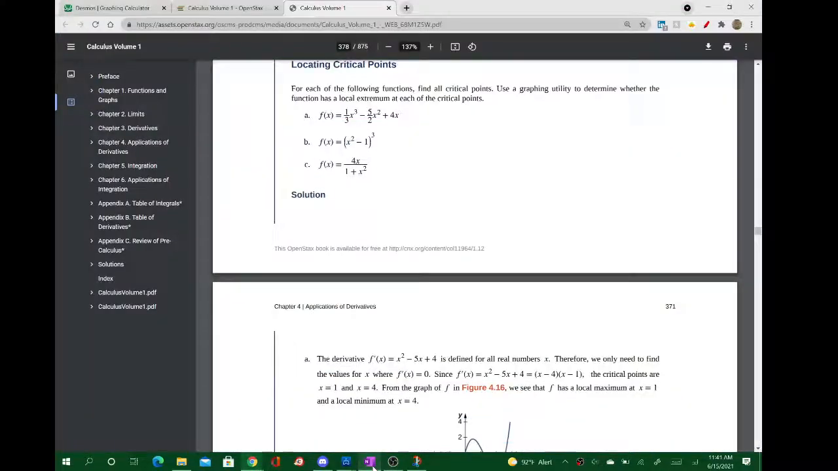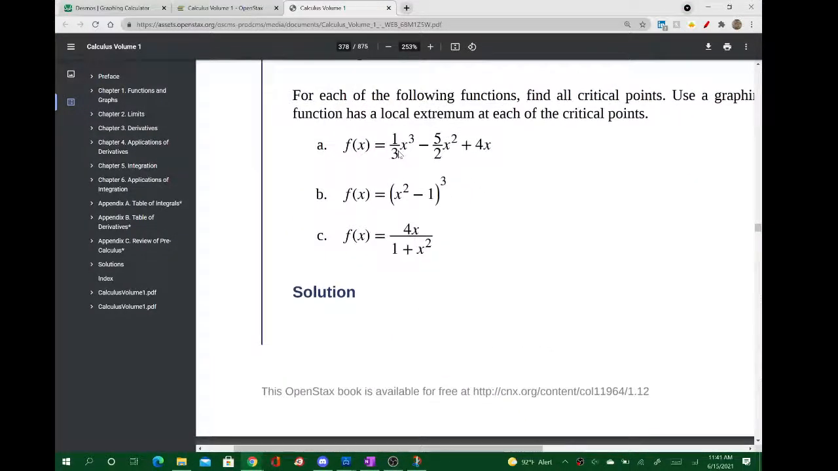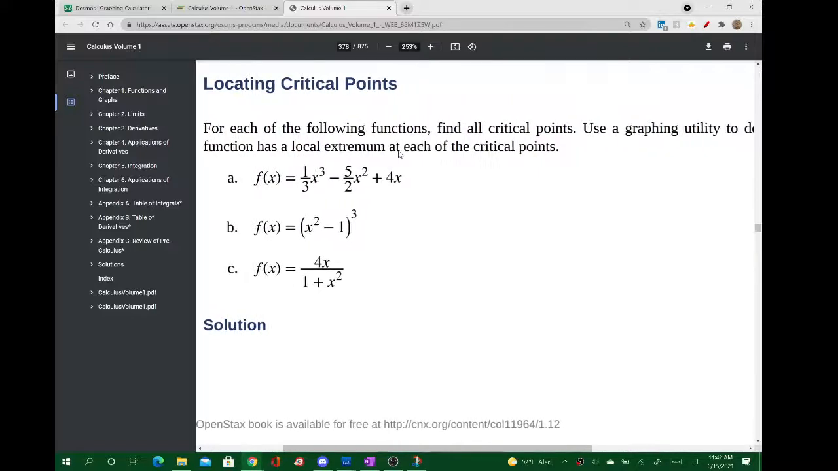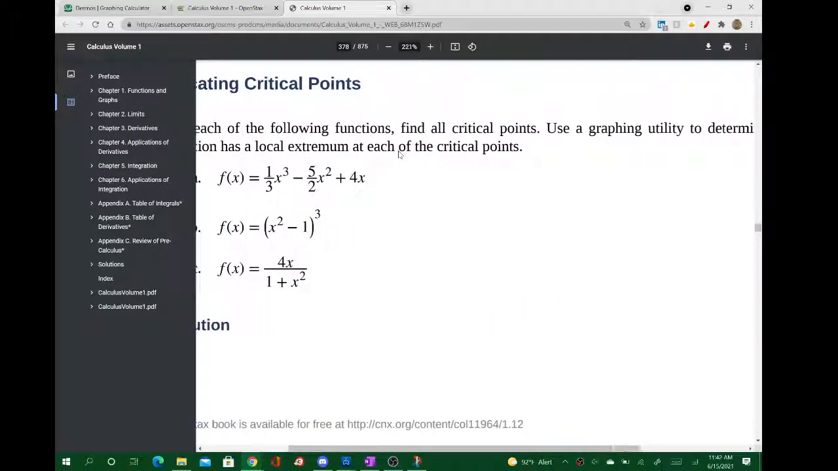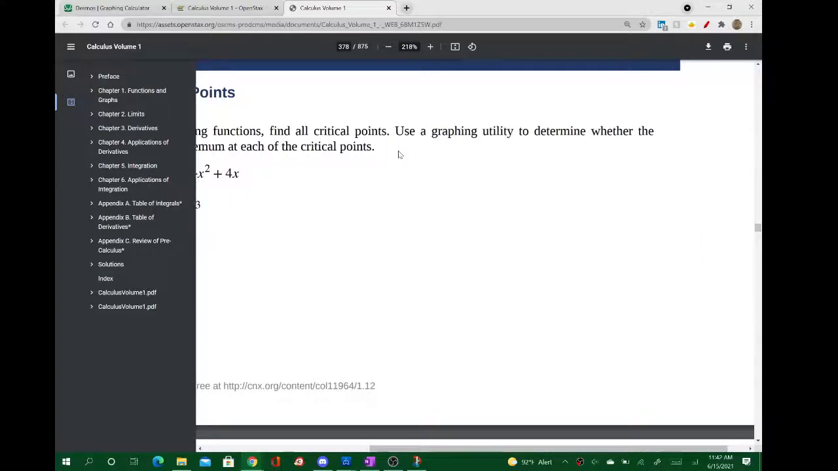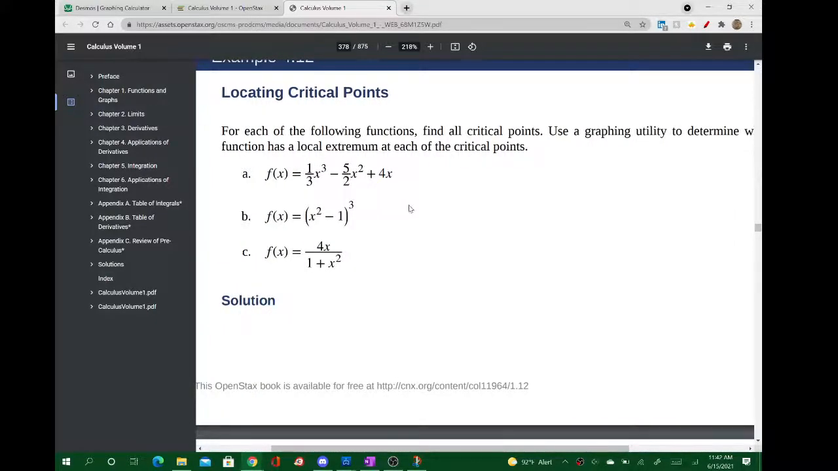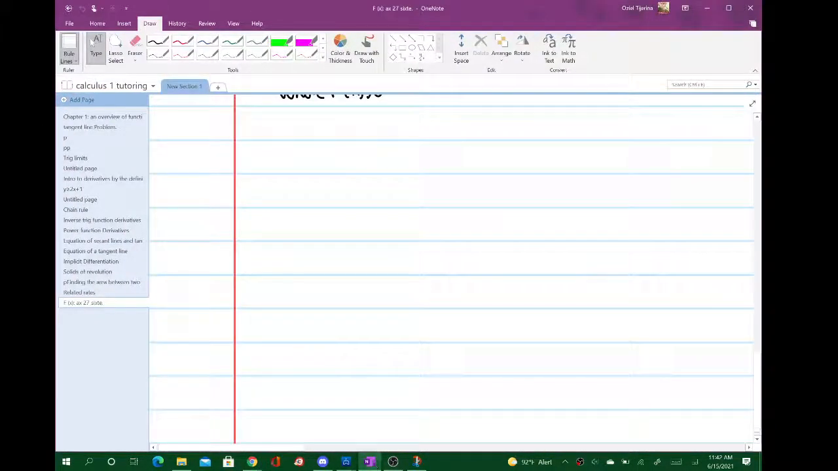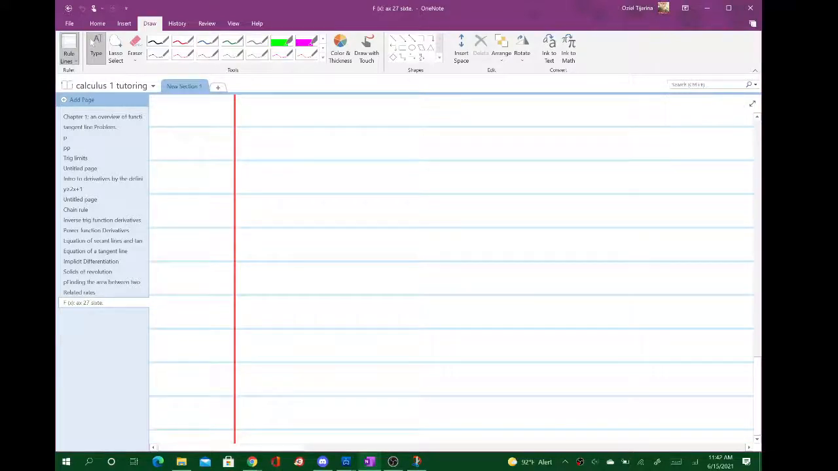Now for this problem, or these three problems rather, it says find all critical points and use a graphing utility to determine whether the function has a local extremum at each of the critical points. So basically it wants us to find that. There's a huge difference between finding increasing and decreasing intervals versus finding critical points and maxima and minima. So I'm going to go first over maximum and minimum.